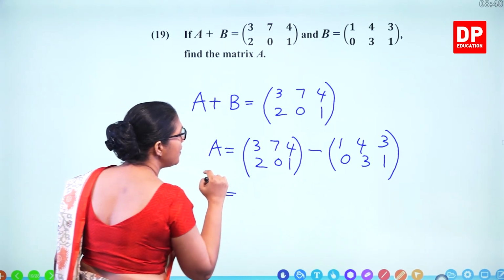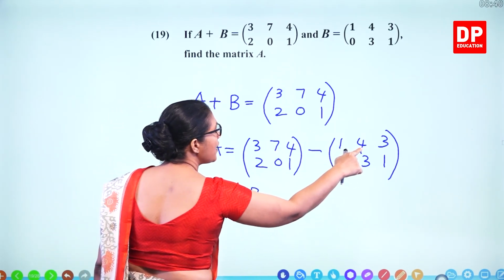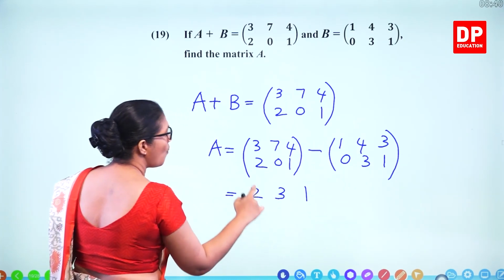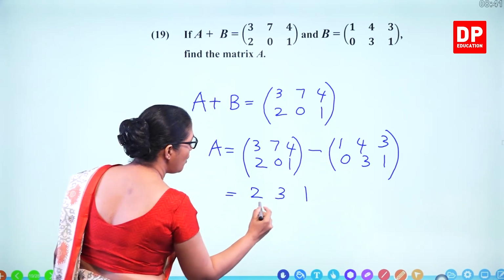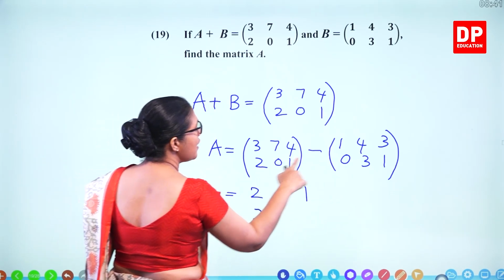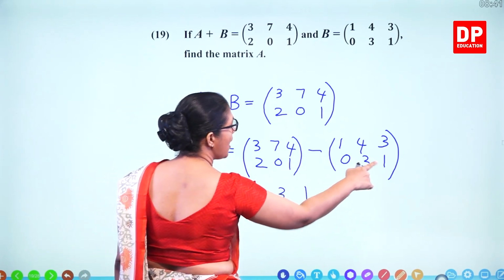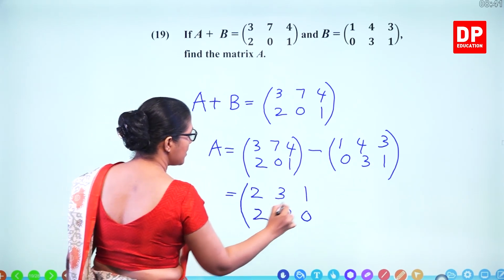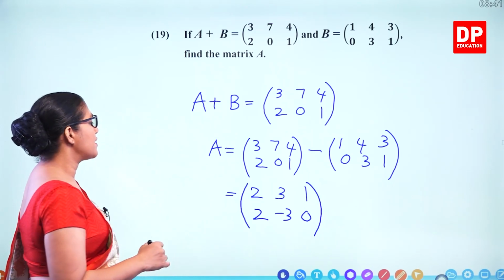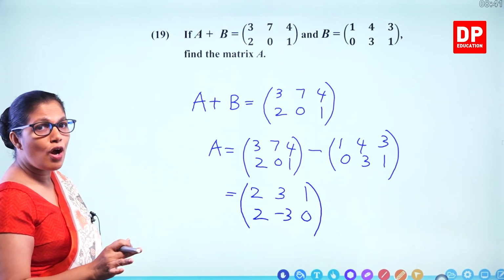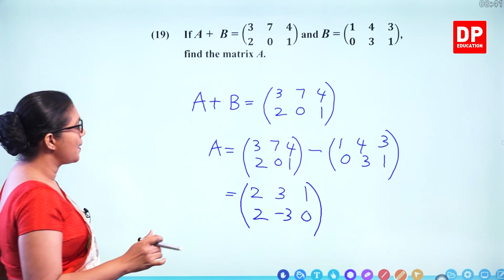3 minus 1, 2. 7 minus 4, 3. 4 minus 3, 1. 2 minus 0, 2. 0 minus 3, minus 3. 1 minus 1, you get 0. So what's the matrix A? That's also the same order. 2 rows and 3 columns, a 2 by 3 matrix.